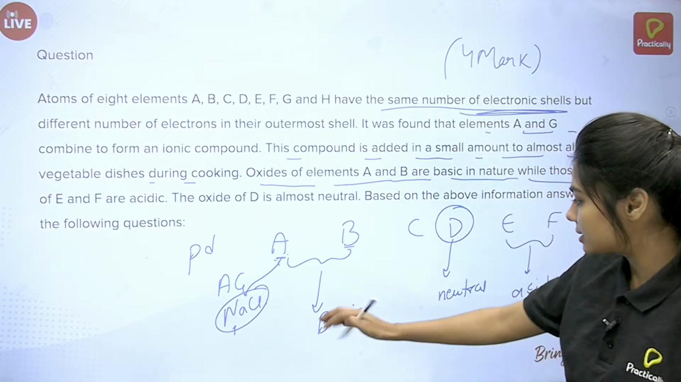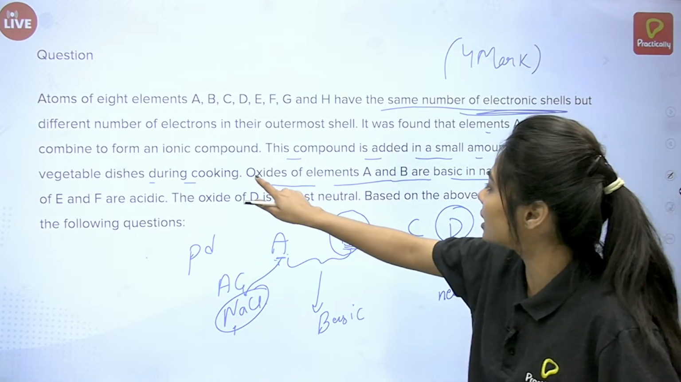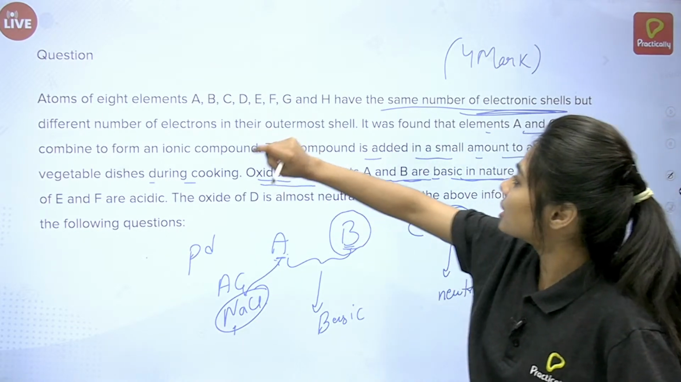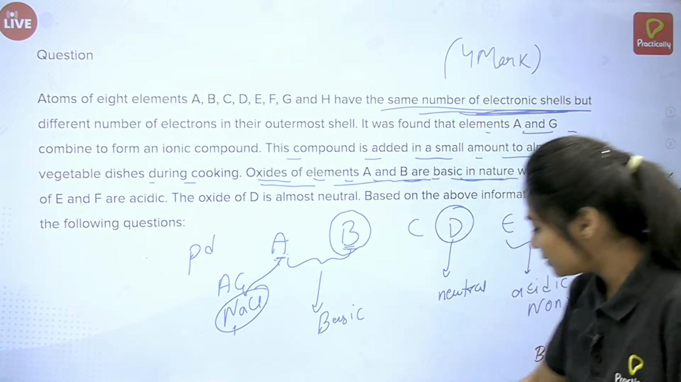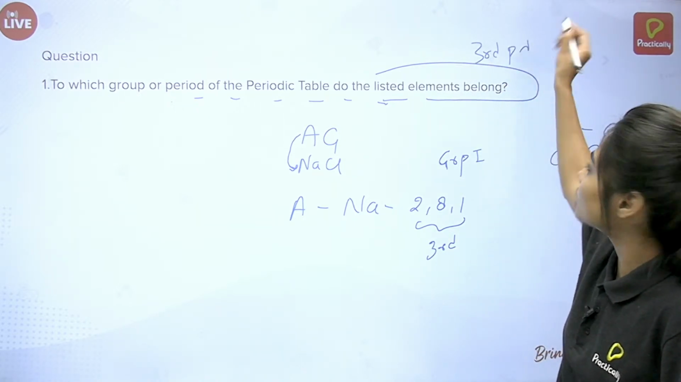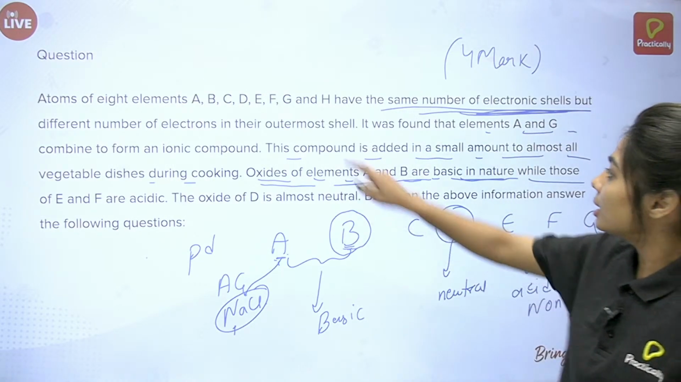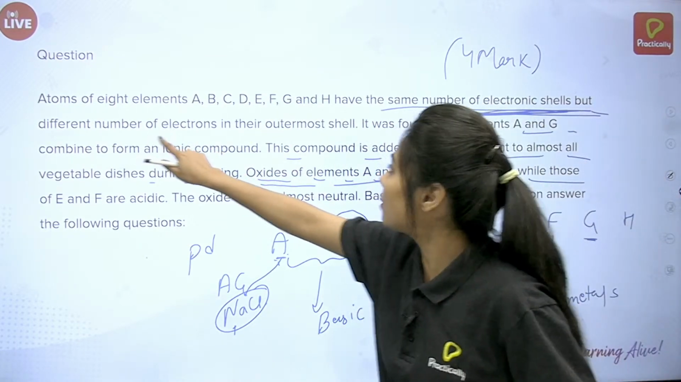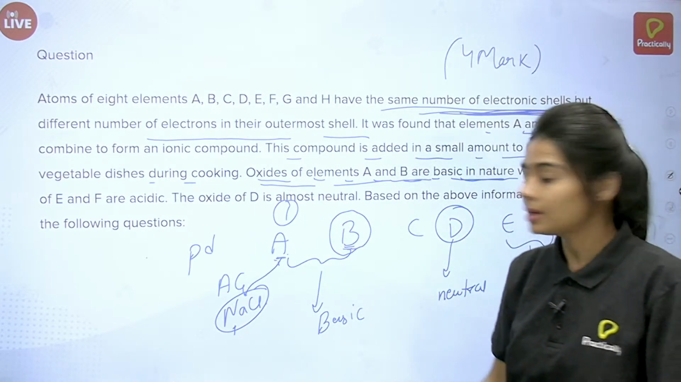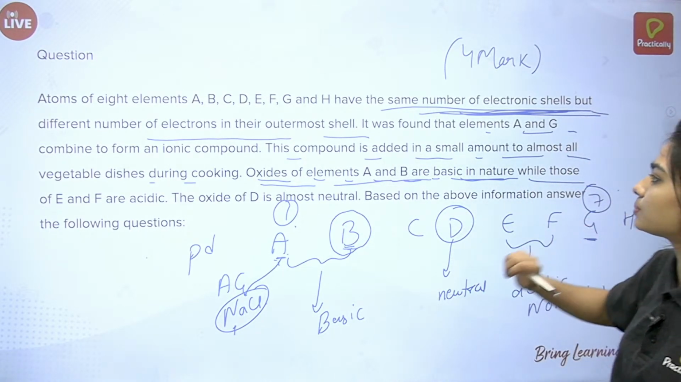Now you can relate. First of all, just look at this. B is also a metal. So it is written over there: oxide of elements A and B are basic in nature. Now what else is written over there? Same number of electronic shells. That means they all belong to which period? 3rd period. They all belong to the 3rd period. We got to know about the period number. Now let us talk about the group number. Same number of electronic shells but different number of electrons in the outermost shell. So it is having 1 electron in the outermost shell. Okay. It is having 7 electrons in the outermost shell. So it belongs to group 1. It is from group 17.